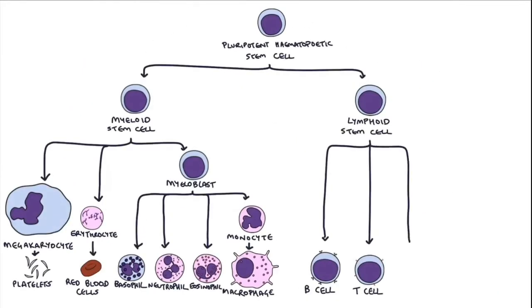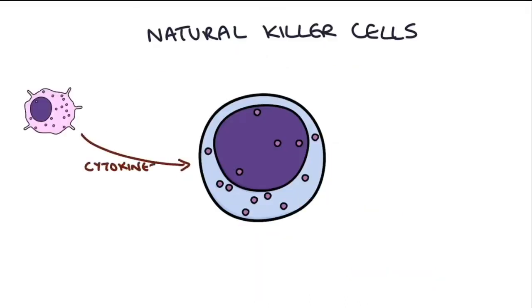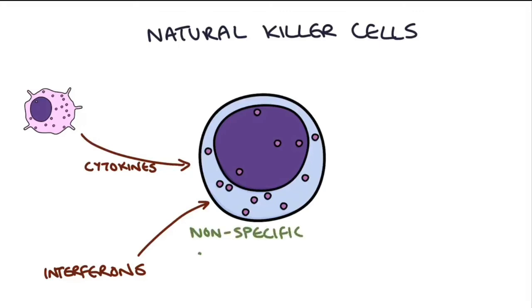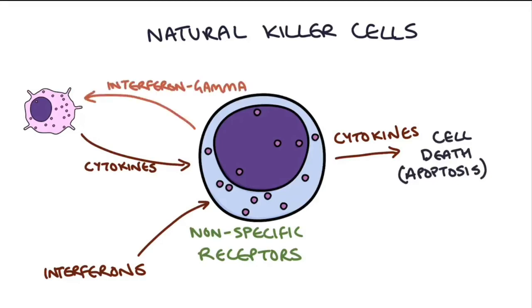The third type of lymphocyte is called natural killer cells. These cells are activated by cytokines from macrophages and by interferons, and they recognize infected or abnormal cells, like the cells of tumours, without requiring the MHC or specific antigen receptors. And they can then kill these cells by releasing cytokines that induce cell death, again by apoptosis. They can also secrete something called interferon gamma that further activates macrophages.